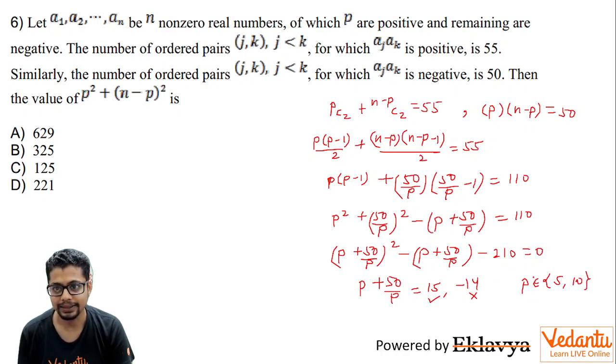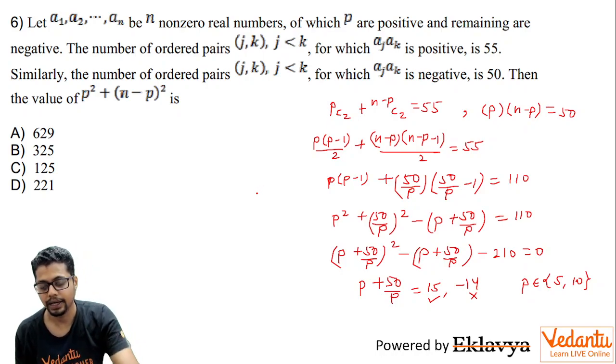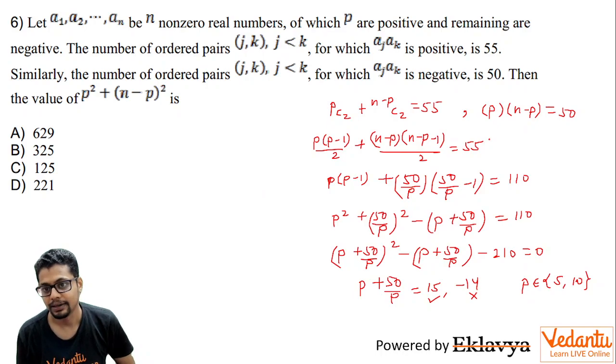In any case, p square plus (n minus p) whole square would be what? It will be 5 square plus 10 square, because if p is 5, n minus p would be what? n minus p would be 10, because p times (n minus p) is 50. If p is 5, n minus p is 10. If p is 10, n minus p is 5. So here your answer is, in any case, 5 square plus 10 square, which is essentially 125. C is the answer. Thanks for listening.